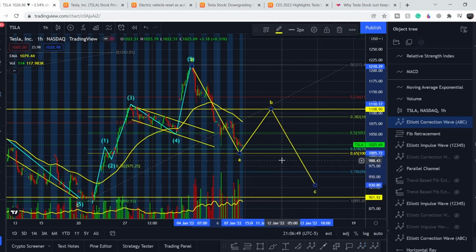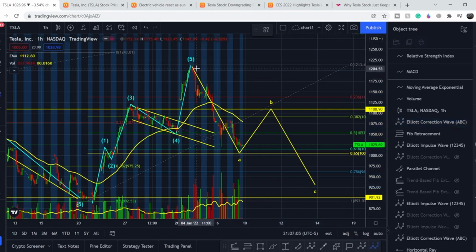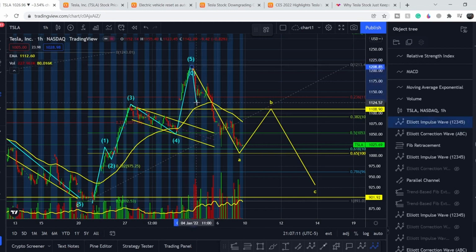So as you can see right here, we clearly have a 5 wave structure, and if it is the case, usually the A wave should have the shape of a 3 wave or 5 wave structure, and we have these waves right here.